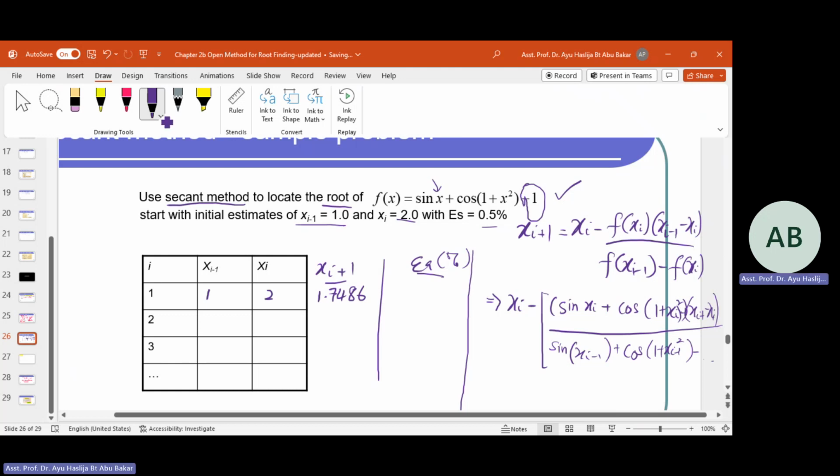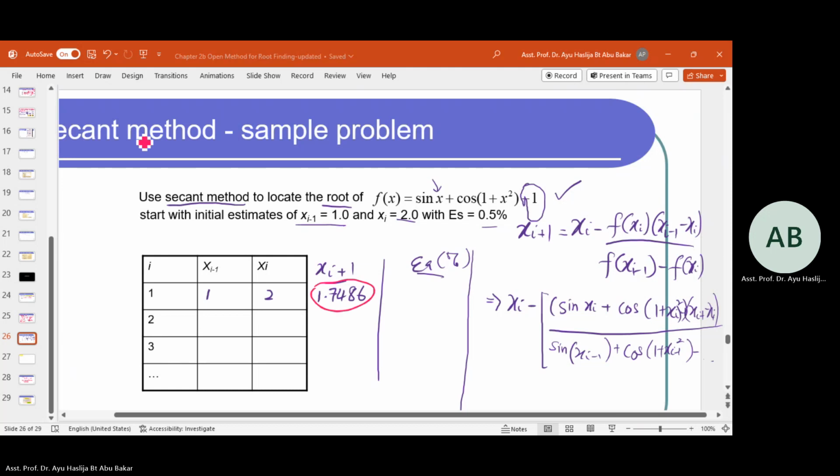Okay, for the next iteration, let me explain first. For the next iteration, you need to decide which one belongs to xi minus 1, xi, and which one you need to find. Now, this xi plus 1, when moved to the second iteration, will it move to xi or xi minus 1? Xi. Xi moves to xi minus 1.